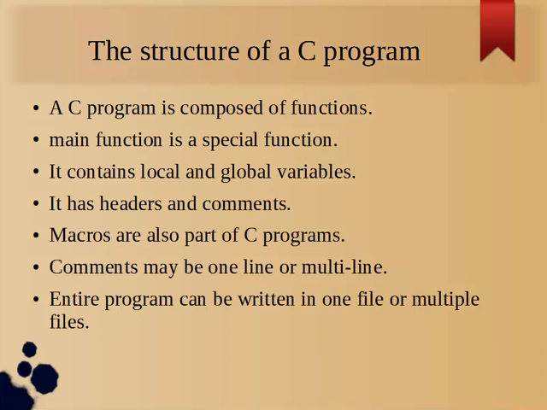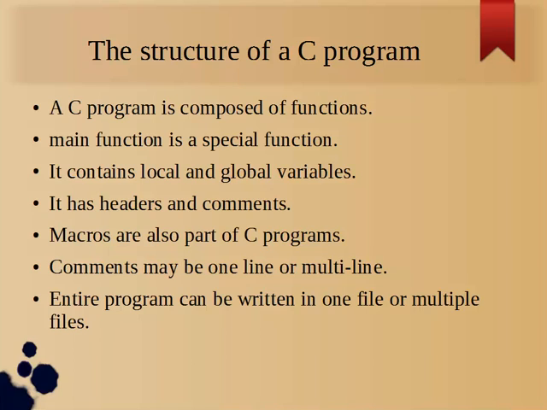The third line says it contains local and global variables. What are local and global variables? A local variable is one which is declared inside a function. For example, int i. When we say int i for the first time inside a function, that is marked as a declaration. So you say, I am declaring this variable int i inside a function. When you declare it inside a function, it becomes a local variable. And when you declare a variable outside all the functions, then it becomes a global variable.